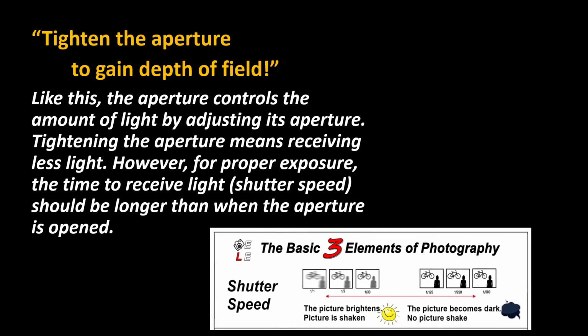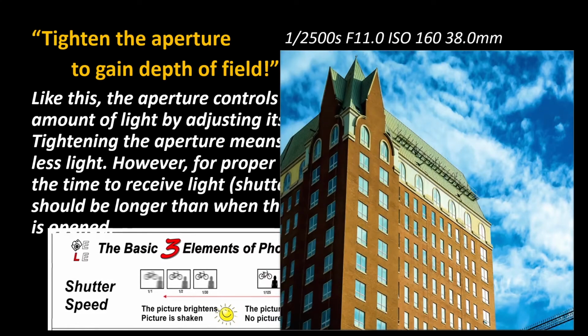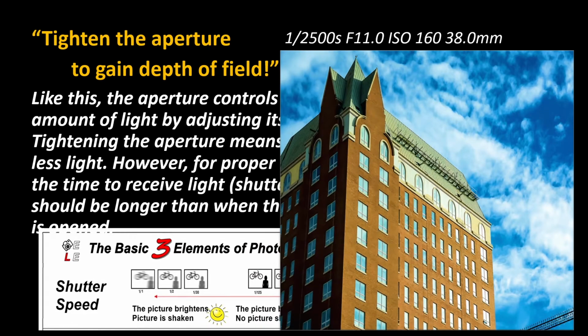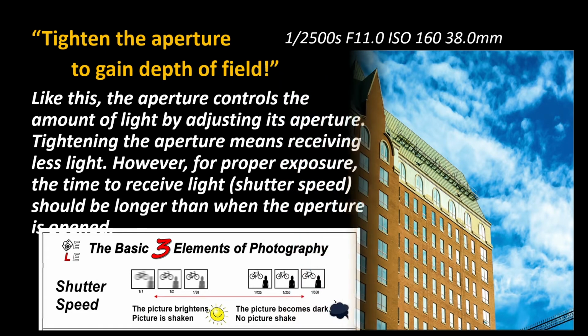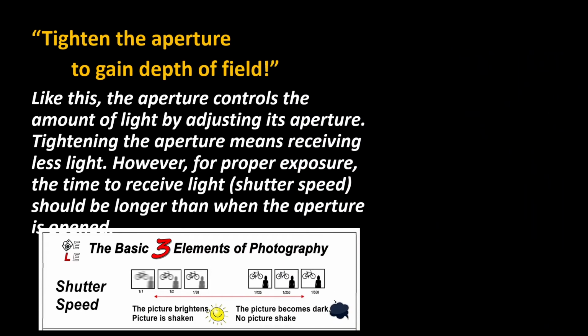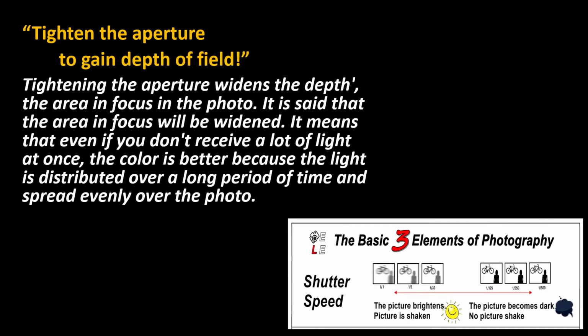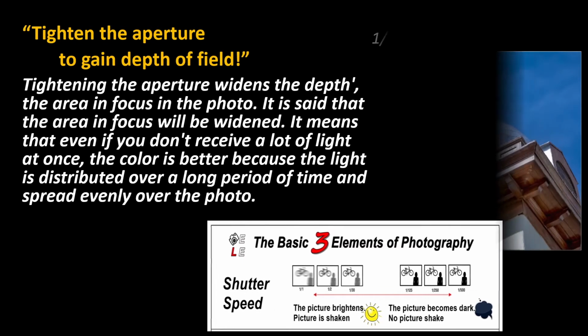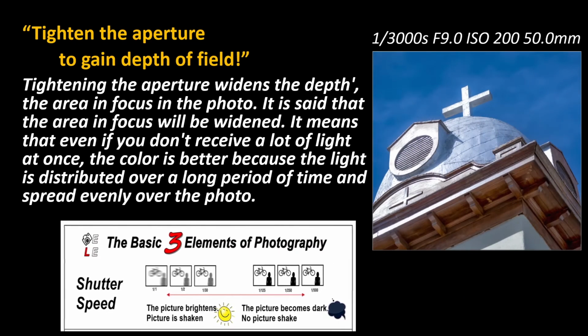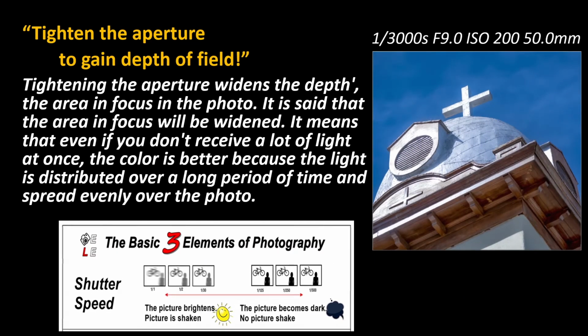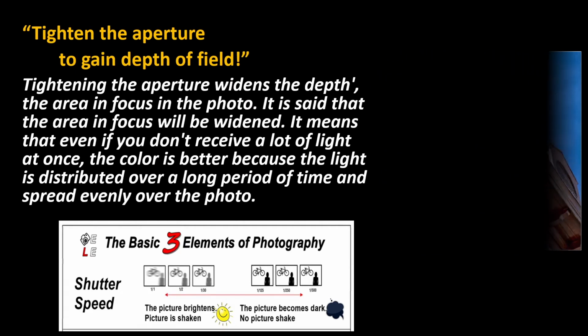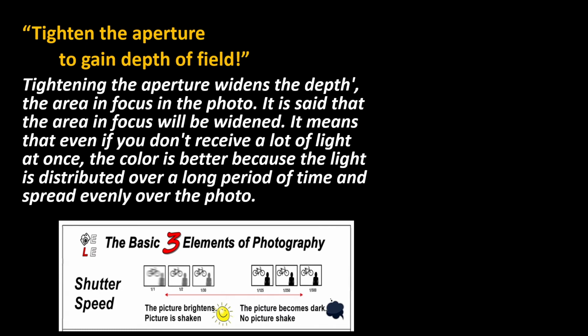By adjusting the aperture, when you tighten the aperture, it receives less light. However, for proper exposure, it requires a longer period of light than opening the aperture. Tightening the aperture widens the depth of field, the focus area of the photo. This means that even if you don't receive a lot of light at once, the color is better because the light is gathered for a long time.